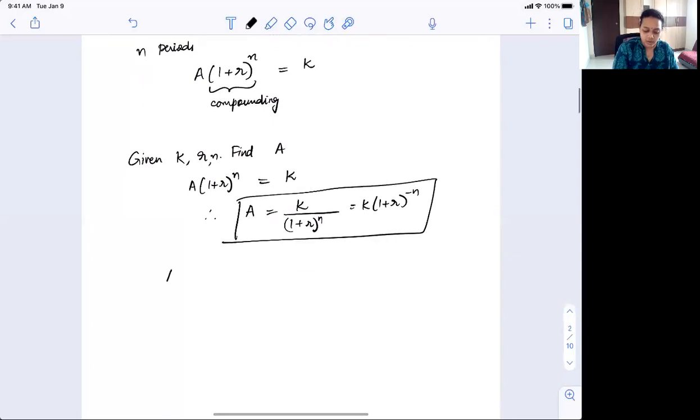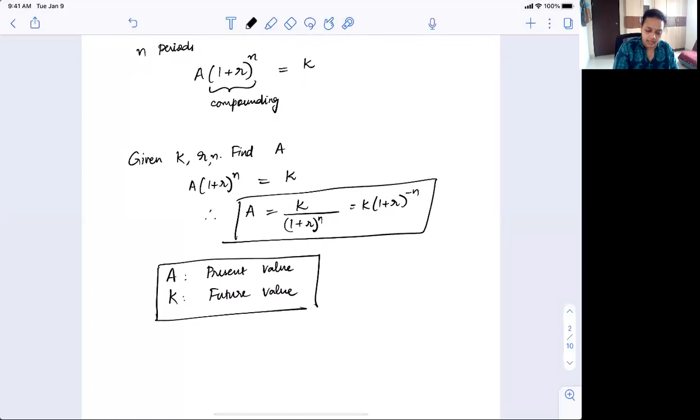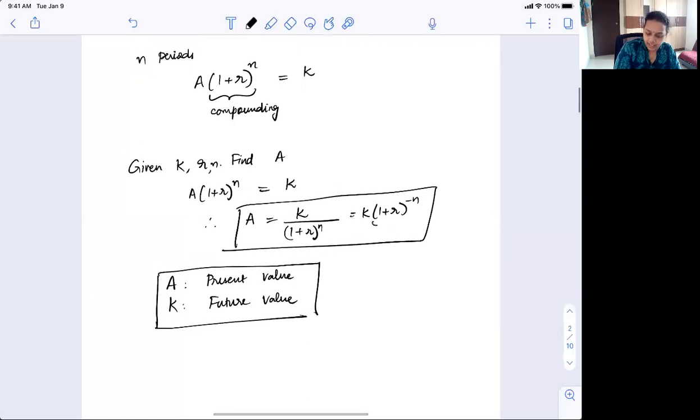Now, a is called the present value, and k is the future value. And this act where you divide by (1 plus r) power n is called discounting. And this is a recap from what we did in the lecture.